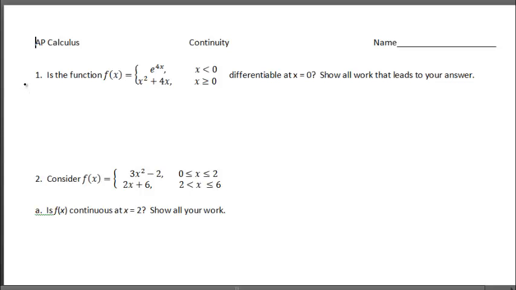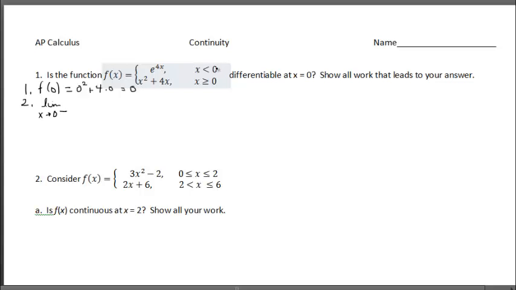So to check for continuity, it's a three-part continuity test. Part 1, is the function defined at the x value of the break? Well, 0 belongs to this bottom piece, so everywhere I see x, I'm going to replace it with 0. Yep, so the function is defined. Step 2, does the limit exist? Well, that requires us checking the left limit and the right limit.